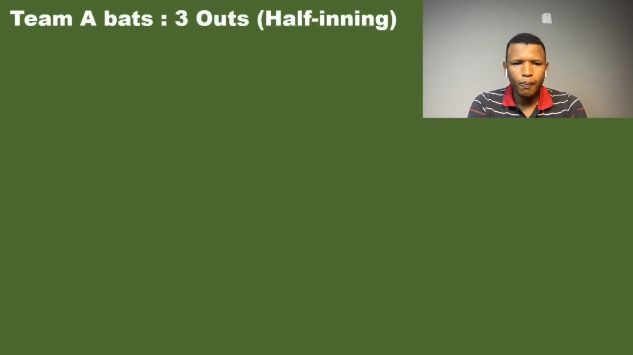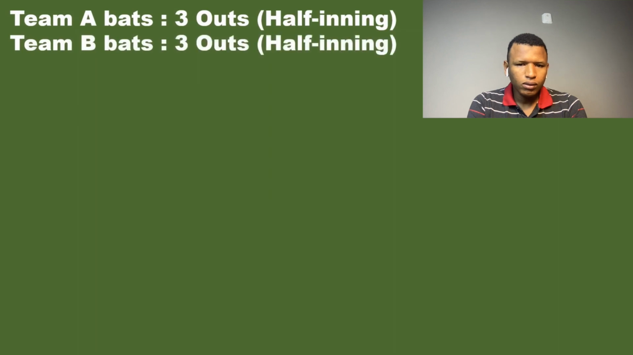Let's understand from a high level. When a team is batting, they get 3 outs. If a team gets 3 outs, their inning is over, and then the other team comes to bat and the first team needs to field. So then team B comes and bats. They also get 3 outs. These are called half innings. Combined, it's called 1 inning. So in 1 inning, they would have 6 outs.